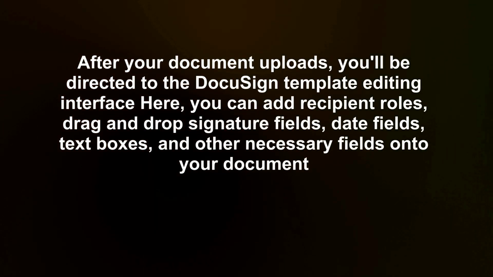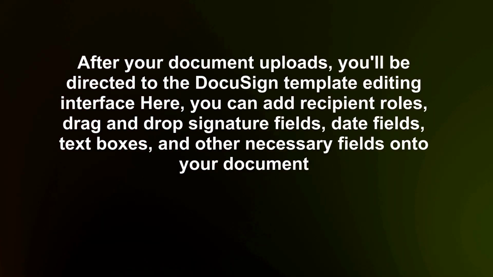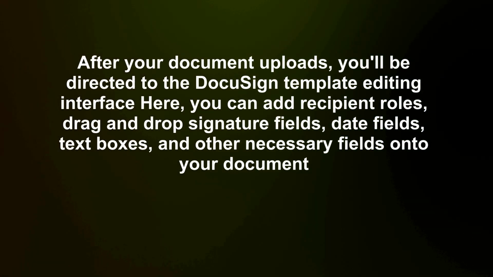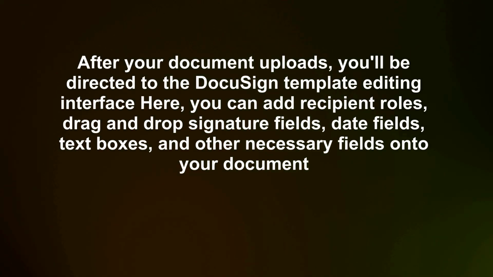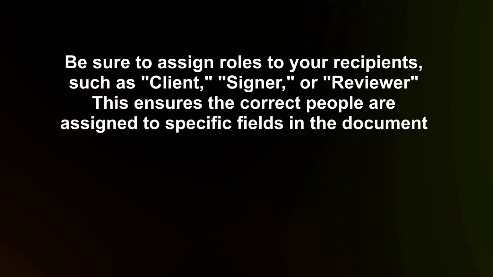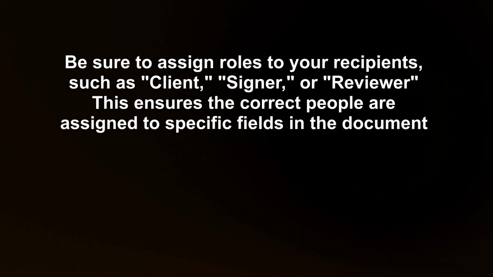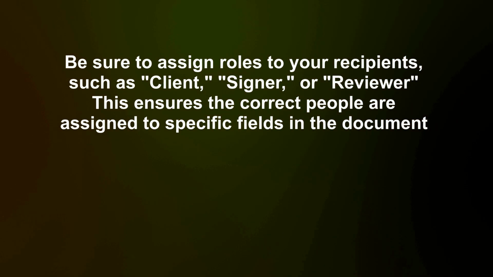After your document uploads, you'll be directed to the Docusign template editing interface. Here, you can add recipient roles, drag and drop signature fields, date fields, text boxes, and other necessary fields onto your document. Be sure to assign roles to your recipients, such as client, signer, or reviewer. This ensures the correct people are assigned to specific fields in the document.